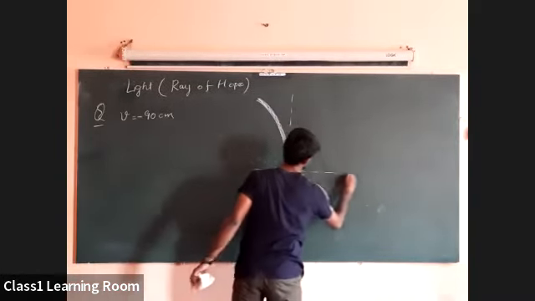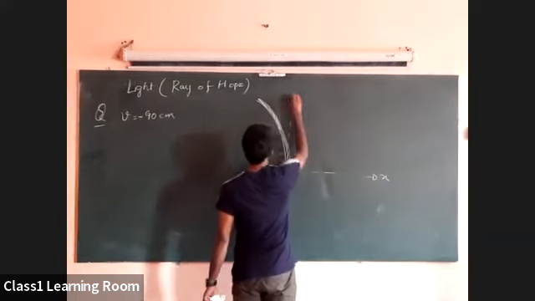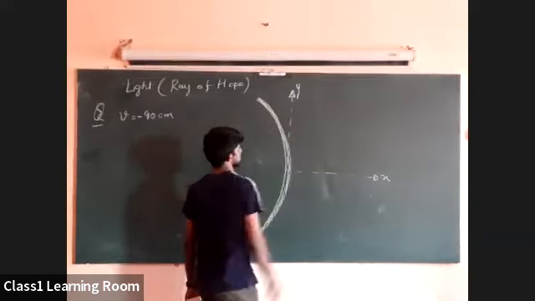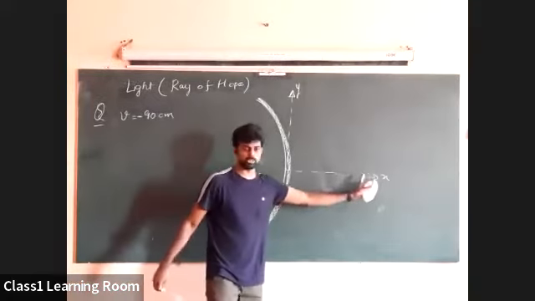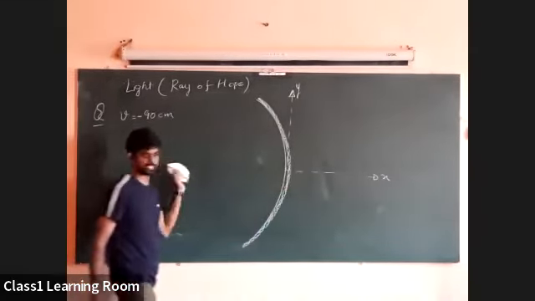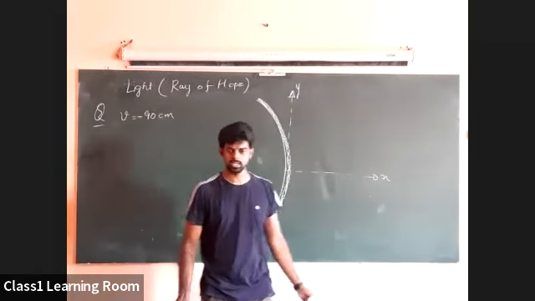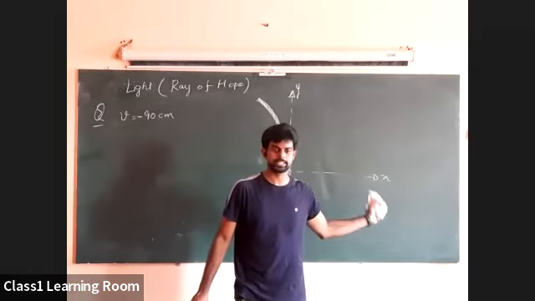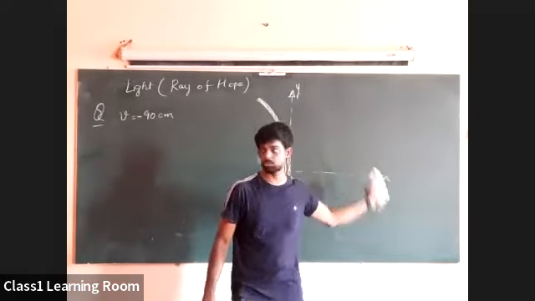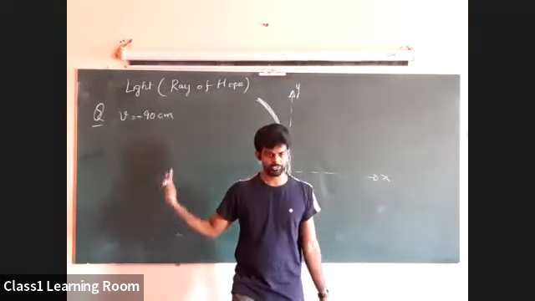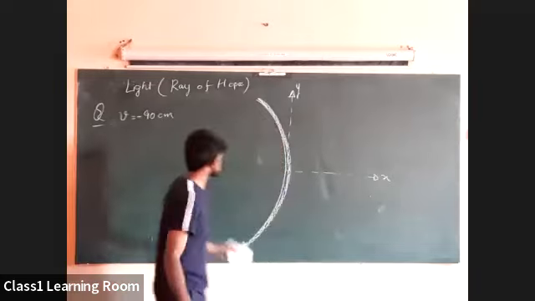This is your axis, right? This side is all positive. This side is positive. This side is negative. Downside is also negative. That's what we learned yesterday, right? This is your sign convention. This is the most important thing to solve your ray optics. Okay, we are studying ray optics right now.